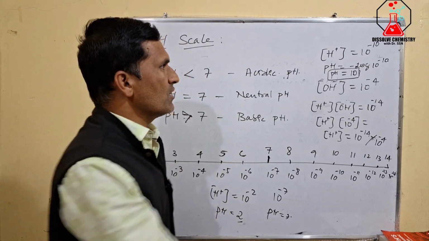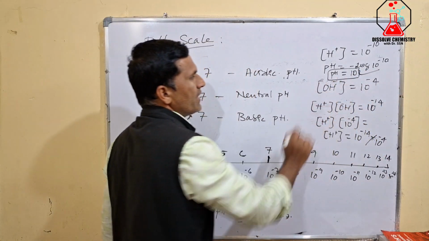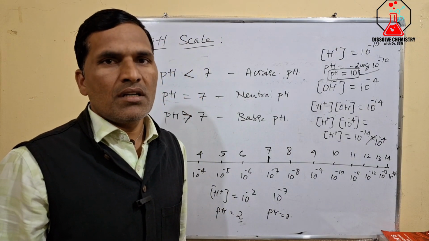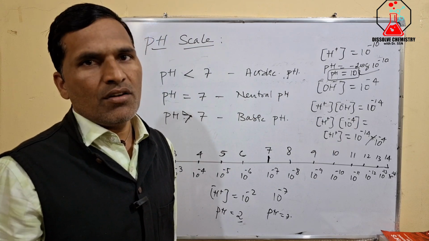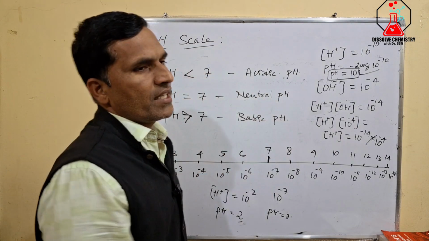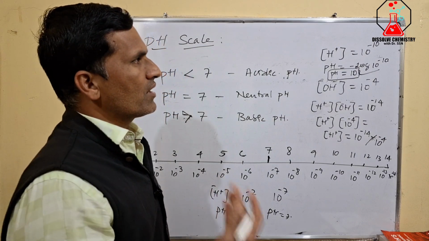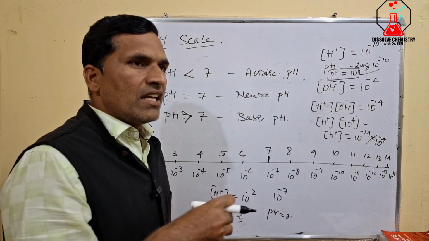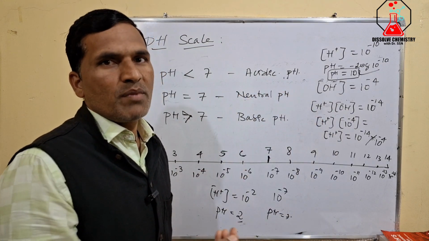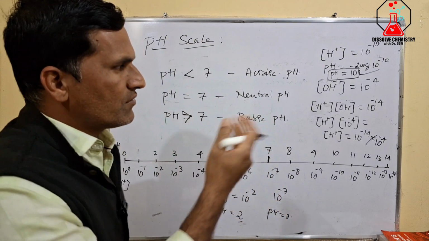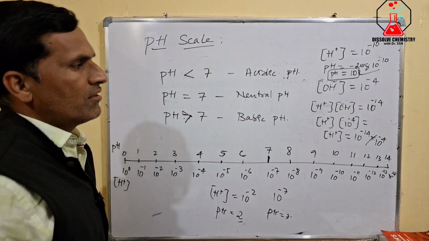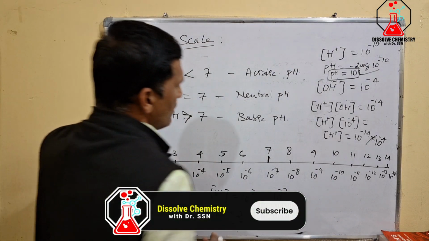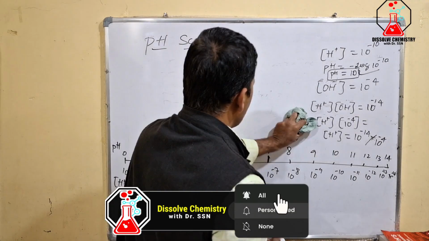So that we call as what? Basic pH, which clearly indicates that the concentration of the OH minus ion is high when compared to the concentration of the H plus ions. And why does the scale end at 14? The reason is that the ionic product of water is 10 to the power minus 14. So if you take the pH value, the highest you will get is 14. That is why the scale winds up at 14. Okay, then next we will see other logarithm terms.